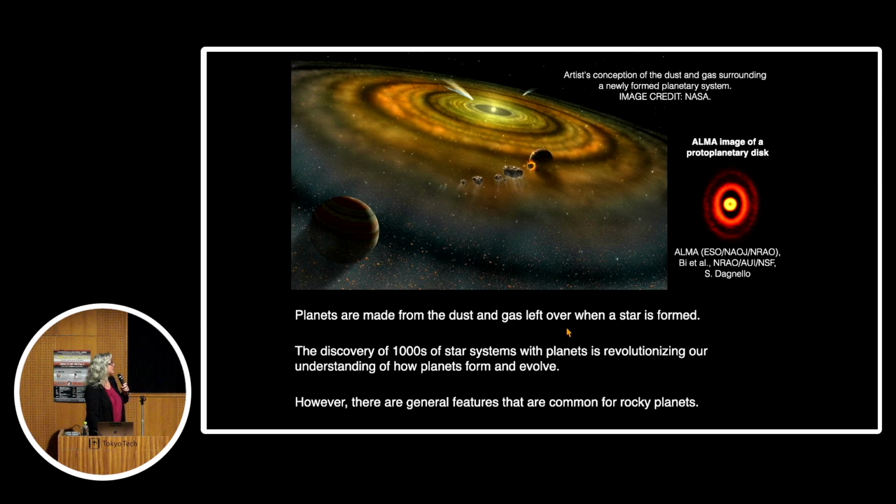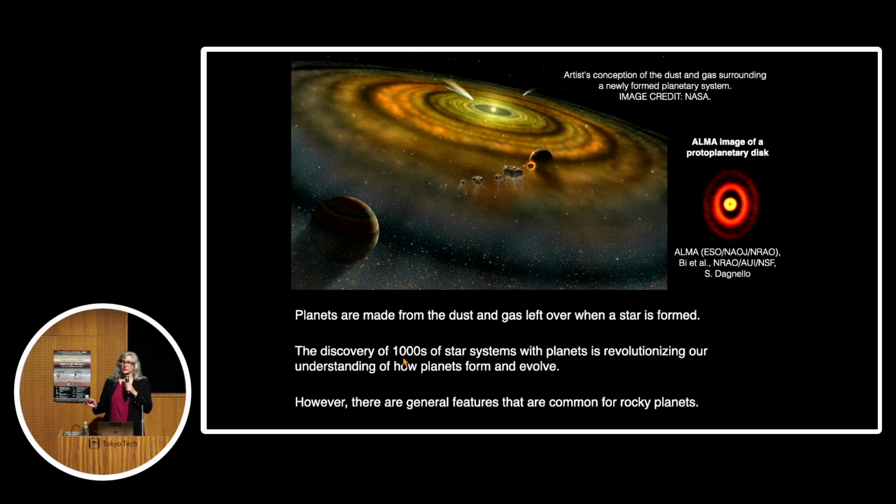So this is an artist's depiction of what the solar system might have looked like after the sun formed. And there's this leftover dust and gas after star formation, and that's what makes planets. It's just leftover dust and gas. And the NAOJ, through its ALMA array, actually makes observations of these protoplanetary disks as they're forming around new stars elsewhere in the galaxy.